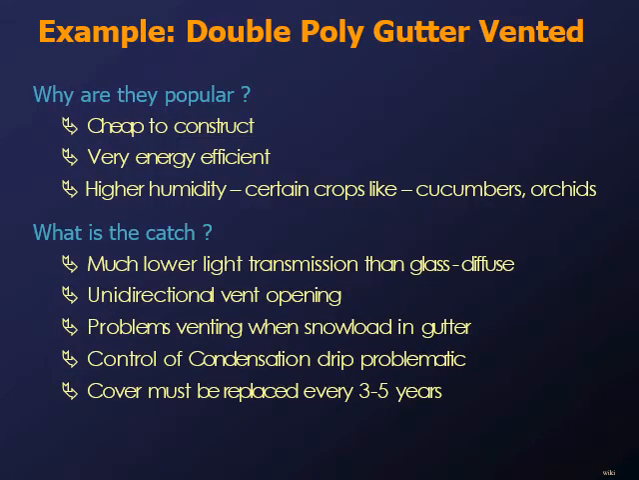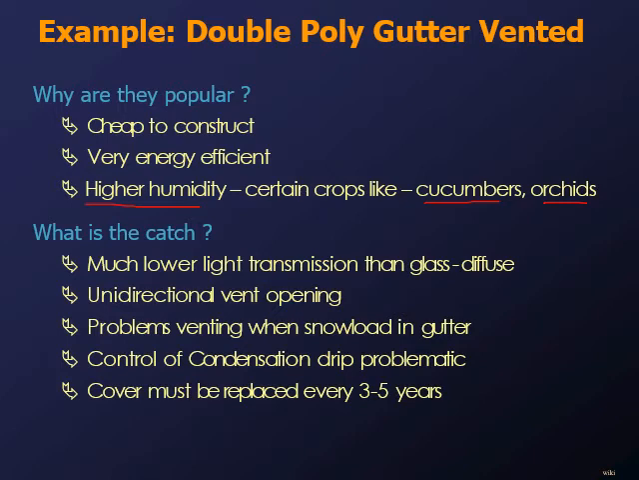So why double poly? They're cheap to construct. They're very energy efficient. Those double layers of plastic insulate the outside cold. It has to go through 2 layers to get to the inside of the greenhouse. But also because they're more insulated, they have less condensation. Or it may not look like that because they always have water on them. But there's less dehumidification. So typically a double poly greenhouse is more humid. Certain crops like cucumbers and orchids love double poly greenhouses. So there's still a place for them, but high humidity is specific to the crop, right? Most people don't want high humidity. They want to control it.